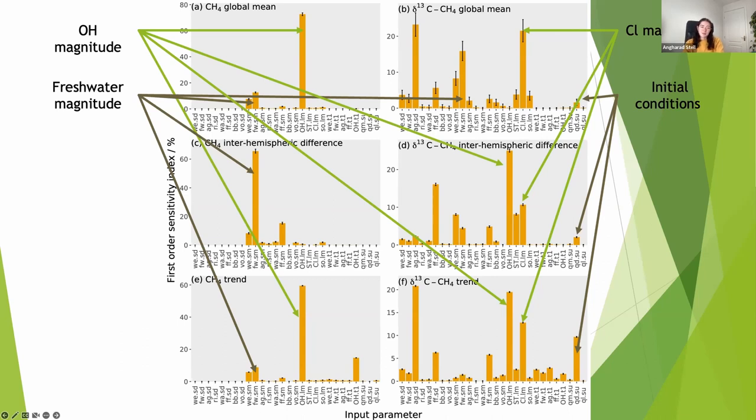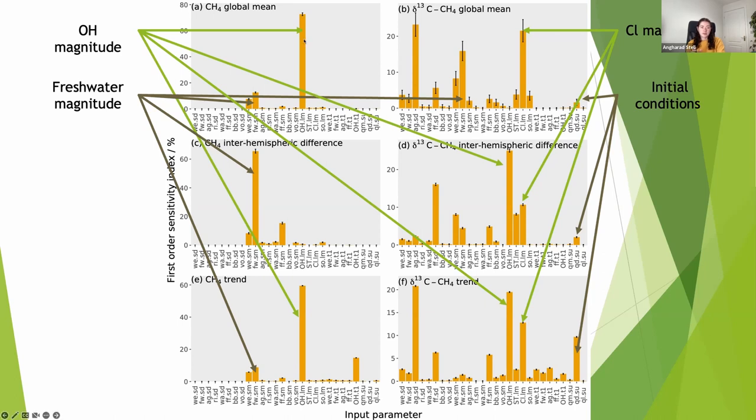So in our paper, we carried out a variance-based sensitivity analysis, which typically requires millions of simulations, which is only going to be possible with using an emulator. So this type of sensitivity analysis allows a full exploration of the parameter space and accounts for parameter interactions. And in this plot here, this just shows first order sensitivity indices. So that's the percentage of output variance caused by varying that parameter alone.